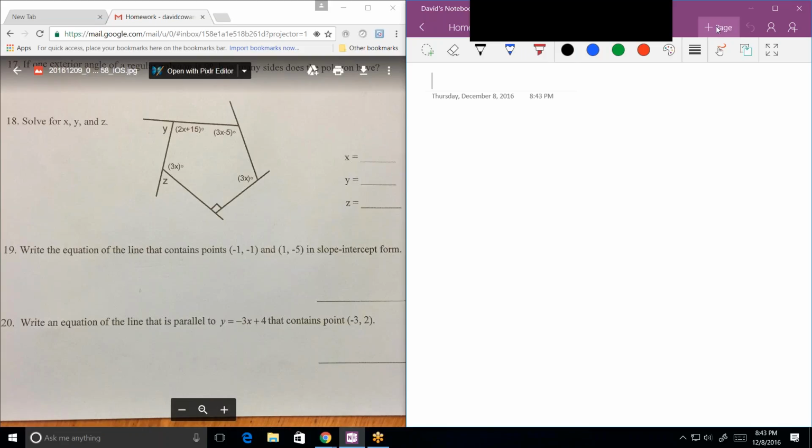What's slope-intercept form? What's the general format? Y equals mx plus b. Good. To get the exact equation, we need to solve for m and b. Okay? What's m?